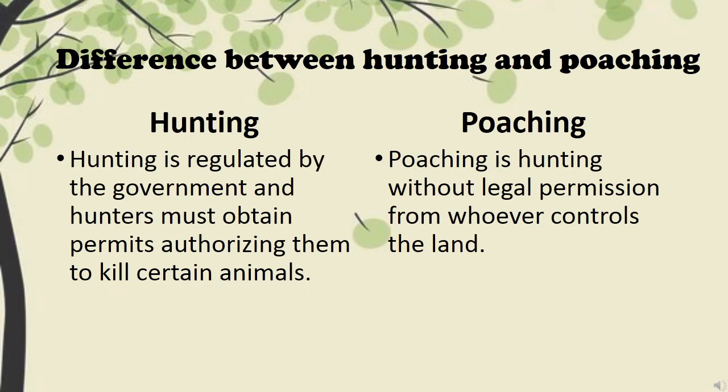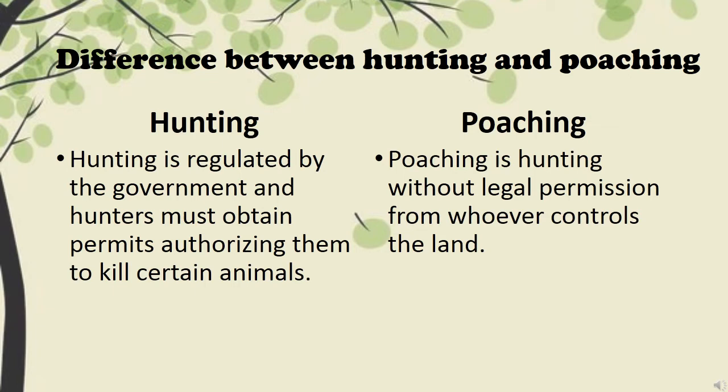Students, now let me tell you what is the difference between hunting and poaching. Hunting is regulated by the government and hunters must obtain permits authorizing them to kill certain animals. That is hunting. Means they are regulated by the government only and they take the permission to kill certain numbers of animals. Maybe they are harmful to other animals or whatever reasons it may be.